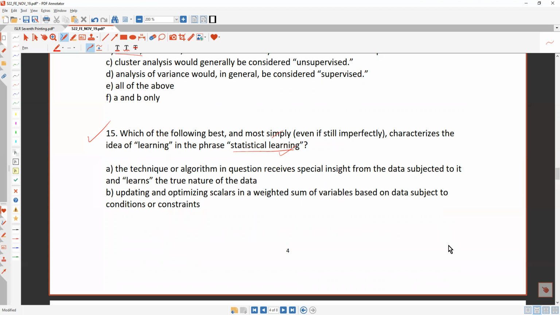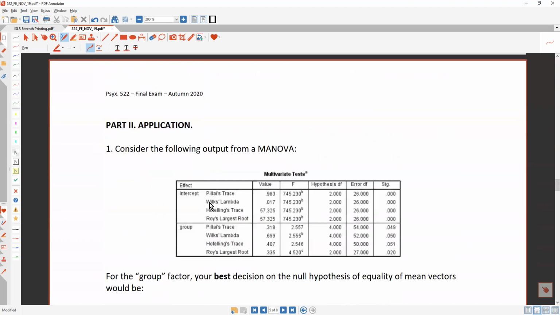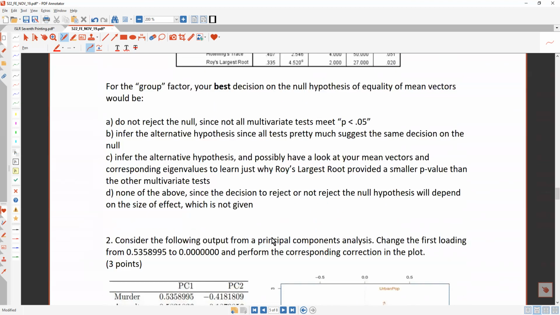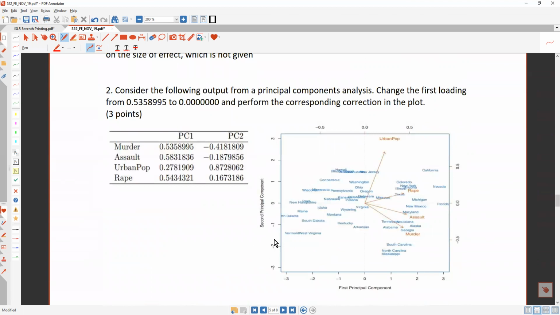So remember, you're trying to unify this so you have a real understanding of what statistical methods do and what they don't do. And if you can identify what this learning phrase means, it goes a long way to joining things together. Some application, there's some stuff on MANOVA, here's some stuff on PCA.